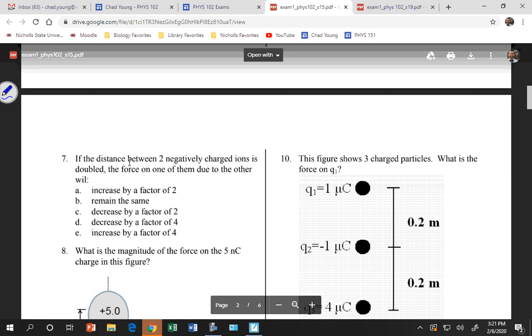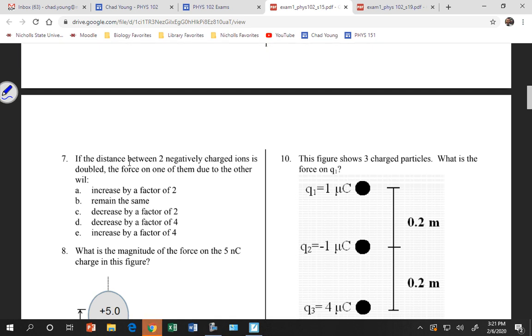If I double the distance, what happens to the force? If I take two charges and move them twice as far away, the force on one of them due to the other will, what's that word? It's supposed to have another L. What will happen to the force? Go up or down? It goes down, right? And it's an inverse square. So if I double the distance, it's going to go down by a factor of 4.